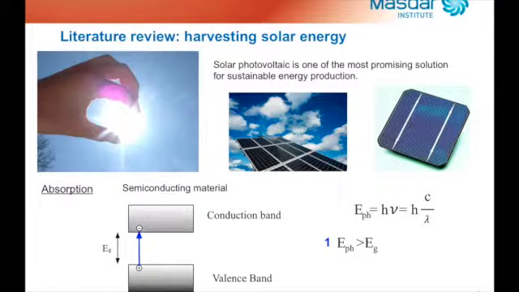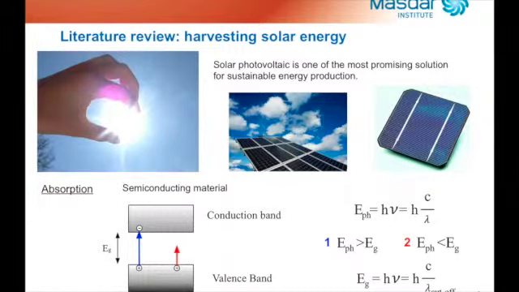So in case the energy of the photon is higher with respect to the energy of the band gap, we actually have absorption of the photon and the generation of electrical carriers inside the semiconducting material. In the case in which instead the energy of the photon is lower with respect to the energy of the band gap, we don't have any generation of carriers inside the material, so we don't have any absorption.